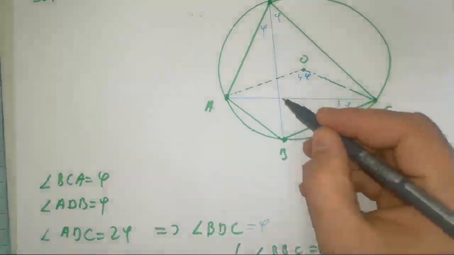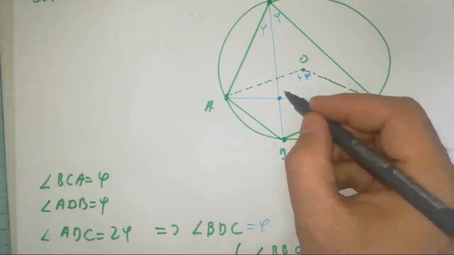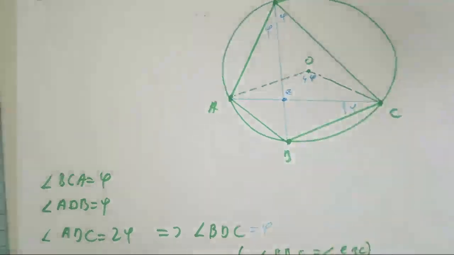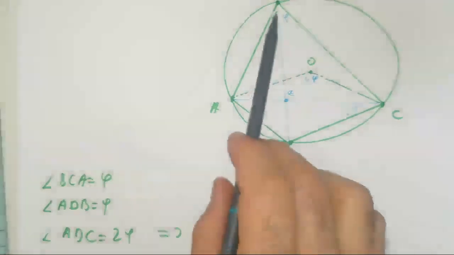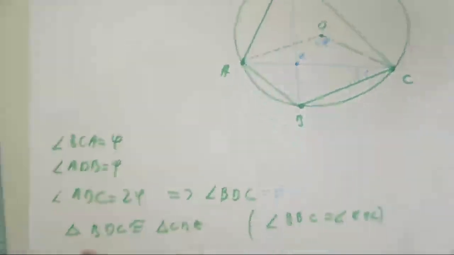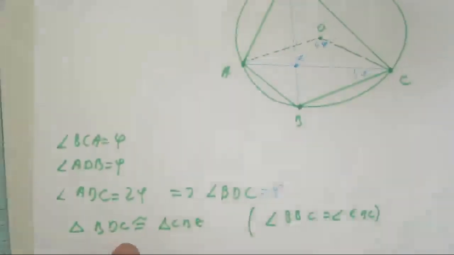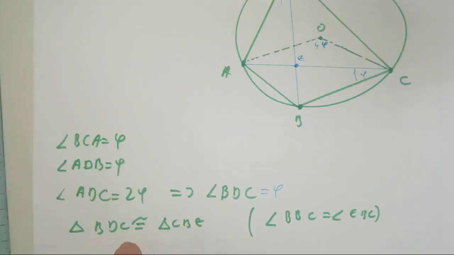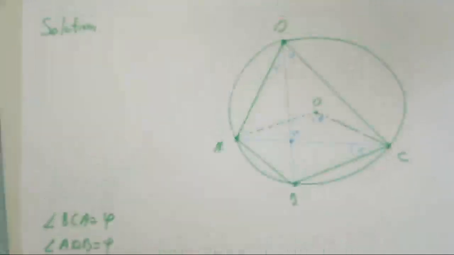Let's denote this point here with E. Then these two triangles DBC and the triangle CBE are similar, not congruent. They are similar triangles. Why are those two triangles similar?